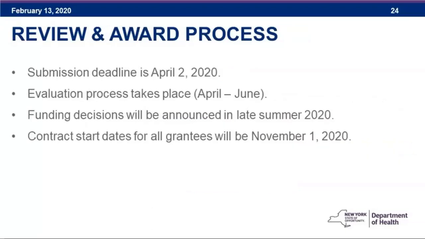Again, the deadline is April 2nd, 2020 for all submissions. And the evaluation process, what we do behind the scenes, is going to take us from April to June of this year. So funding decisions will be announced sometime in late summer 2020. Everyone will get a response. When we make our decisions, you will be notified whether you receive an award, whether you're waitlisted, or whether you are declined.